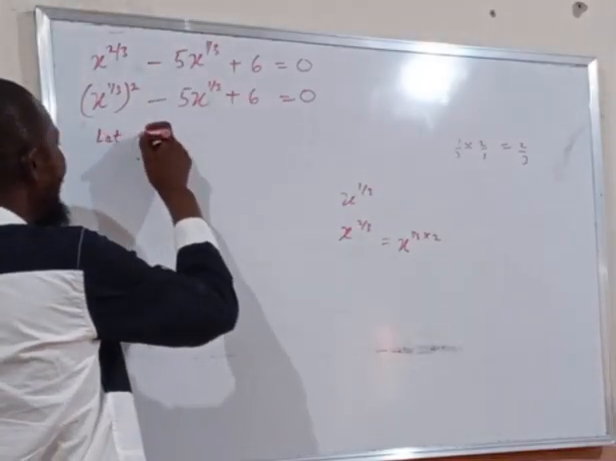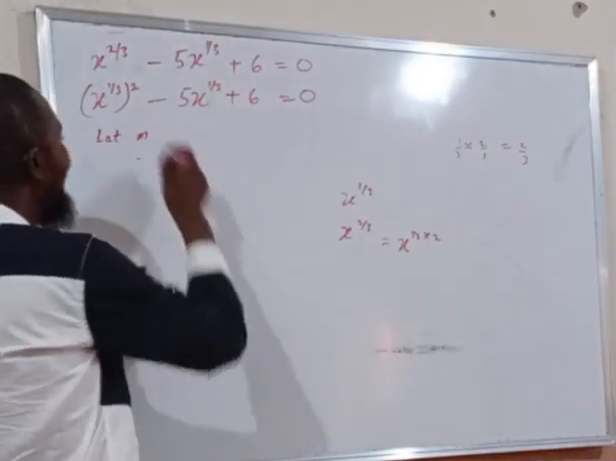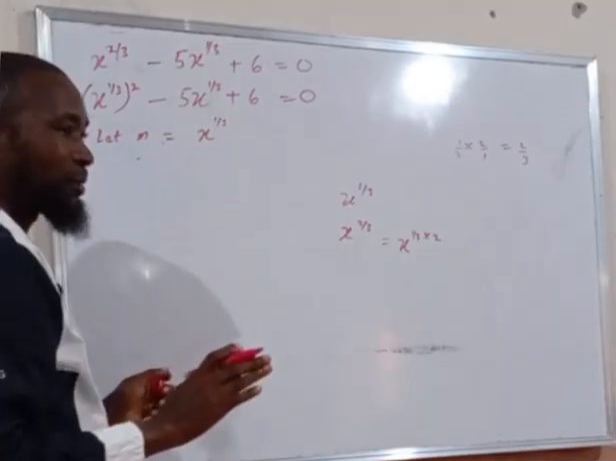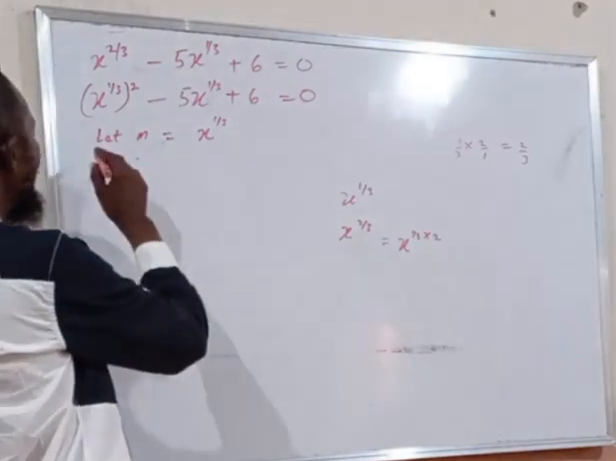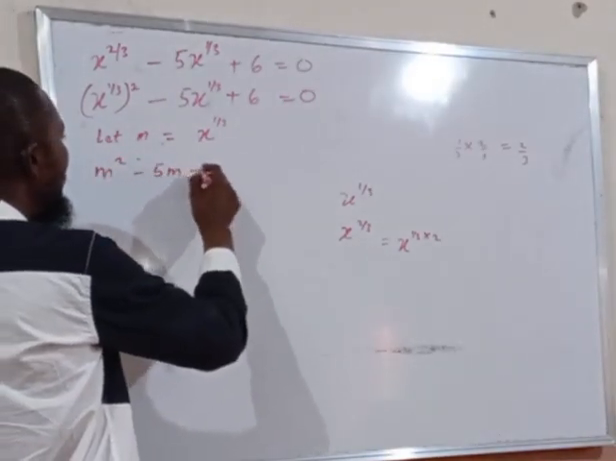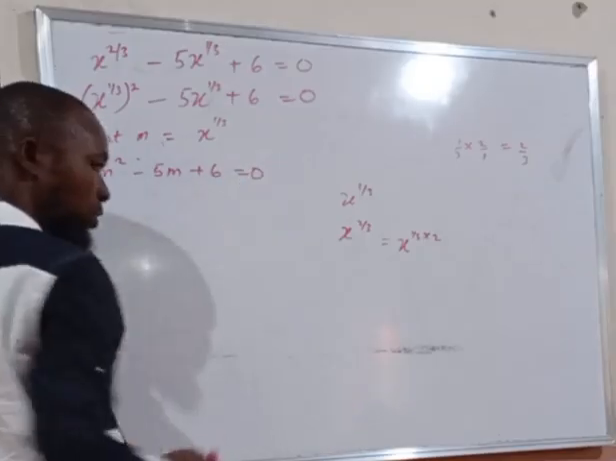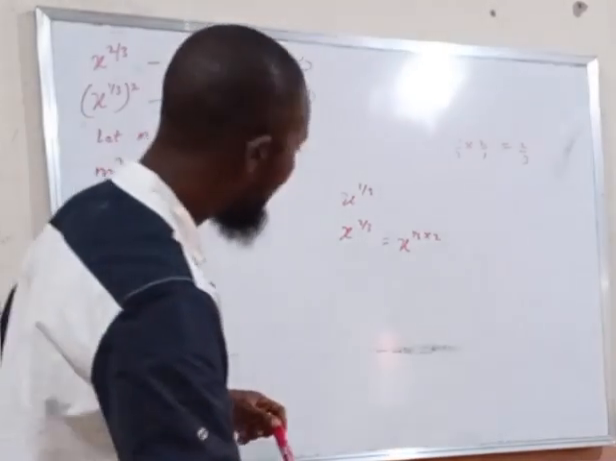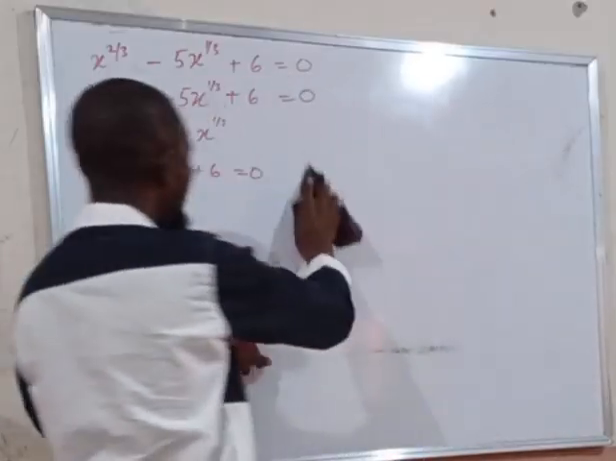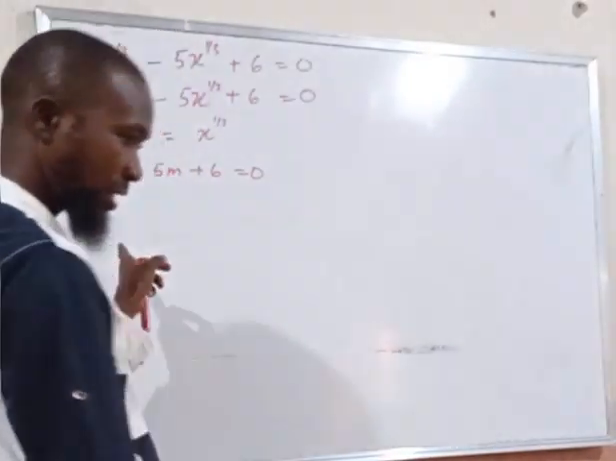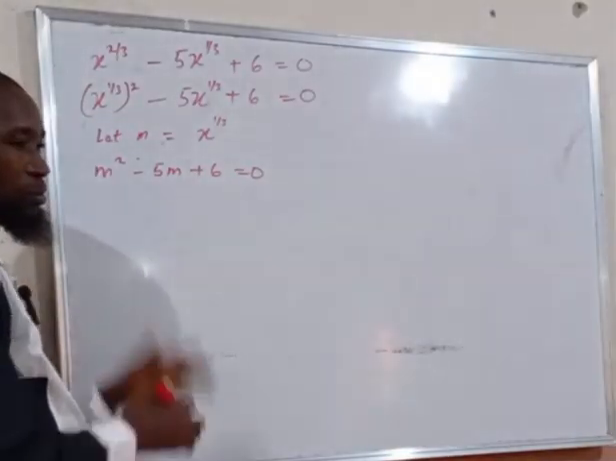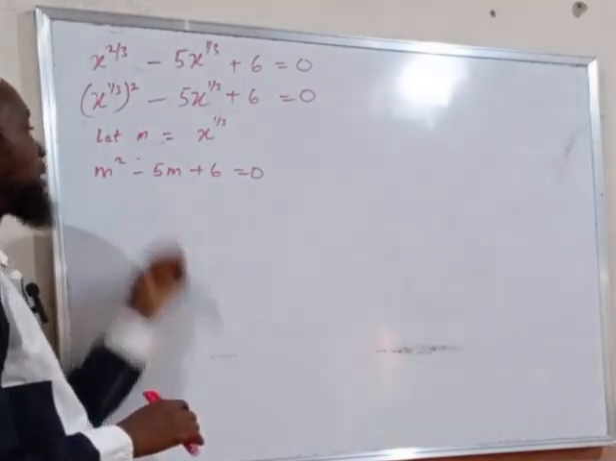Let M, Abi, is equal to what? X raised to the power 1 over 3. Is that clear? So here we now say that M squared, Abi, minus 5M plus 6 is equal to 0. Now that we have that, we can see what we have now looks quadratic, Abi. So of the various methods we have, use the one you know best.